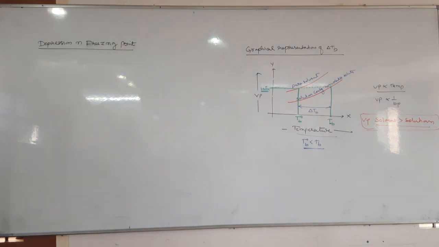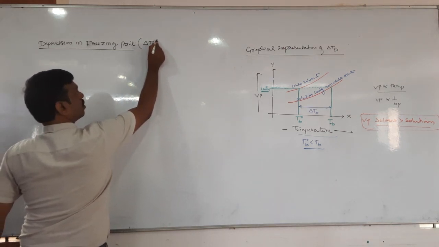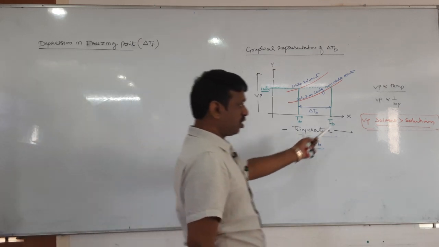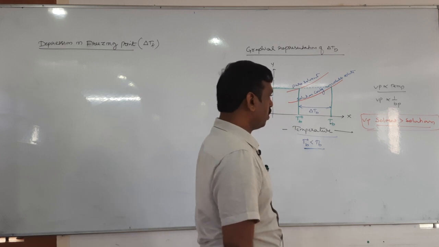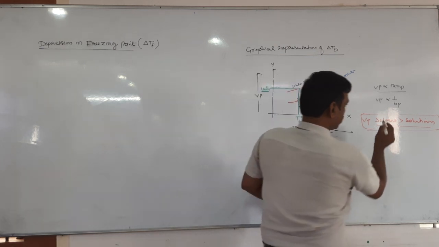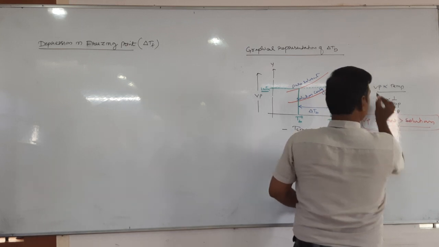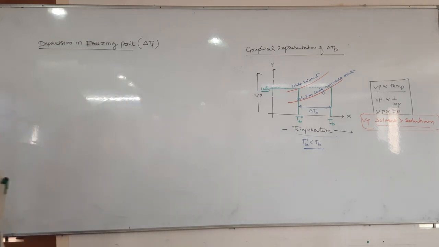Right, next, depression in freezing point. It is denoted by delta TF. So take this also: vapor pressure is directly proportional to temperature, vapor pressure is inversely proportional to boiling point, and vapor pressure is directly proportional to freezing point. Now we are going to study this.